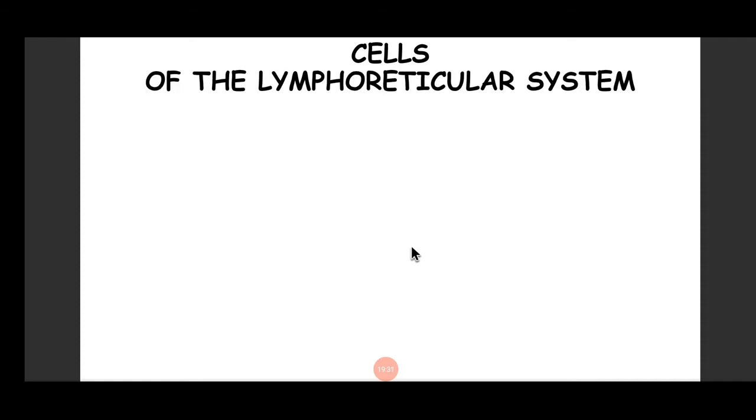So these were the peripheral lymphoid organs. We talked about the central lymphoid organs and peripheral lymphoid organs. Central lymphoid organs are the thymus and bone marrow, and peripheral lymphoid organs are lymph nodes, spleen, and MALT, mucosa-associated lymphoid tissue. Now talking about the cells of the immune system, also called the lymphoreticular system.